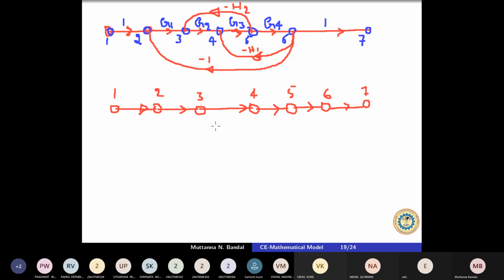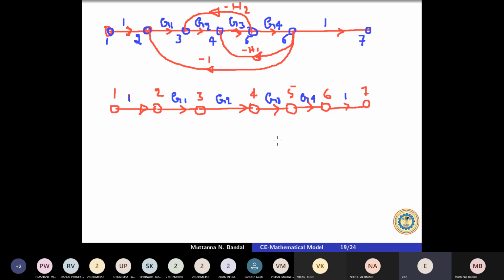Okay. So they are also having some gains. 1, let me represent it in a different color. G1, G2, G3, G4, and it is 1. Following this, any queries till now? Hello? Hello? No, sir. Okay.